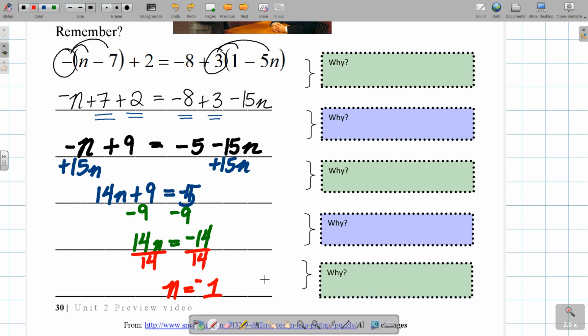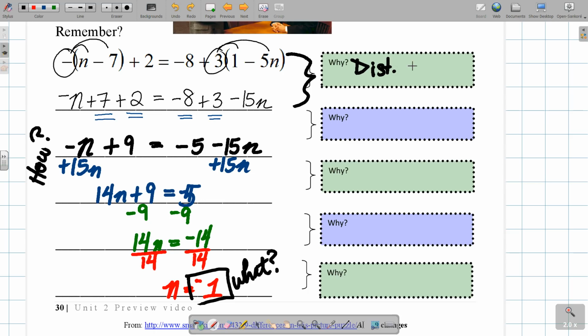So you solve for x on the left. And so the what, the answer, is -1. What is the answer? That answers the question, what? How did you get there is this work. And then the why, those properties we've learned. For example, from here to here was the distributive property. Here to here, we added and subtracted real numbers, also known as collect like terms.